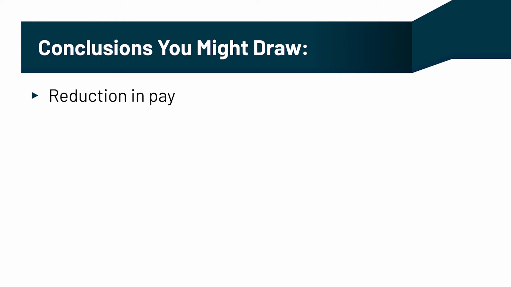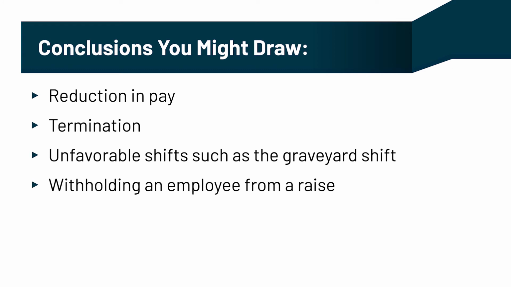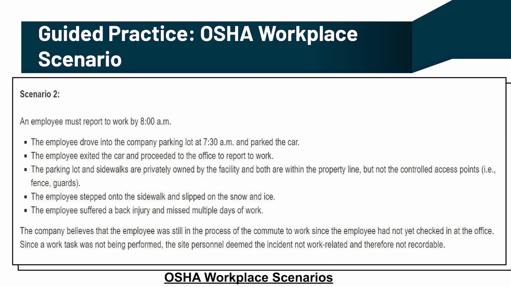We are working on drawing conclusions, so what conclusions can you draw about what employer retaliation might look like in the workplace? Here are some conclusions you might have drawn. Reduction in pay, termination, unfavorable shifts, such as the graveyard shift, withholding an employee from a raise, a negative performance review, and or hostile treatment at work. Now let's practice together. Let's take a minute or so to read the OSHA workplace scenario number 2. Please pay close attention to the details of the employee incident. Where did the incident happen?